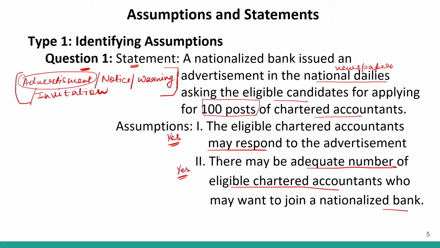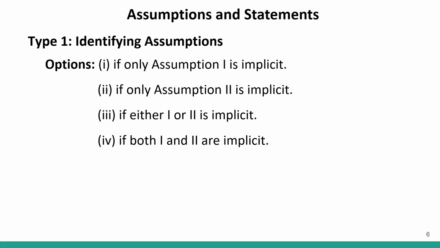So let us look at the options. Option number 1 says only assumption 1 is implicit. Option number 2 says only assumption 2 is implicit. Option 3 says either 1 or 2 is implicit, and 4 says both are implicit. So both of them are implicit in nature. Option number 4 will be the correct answer.